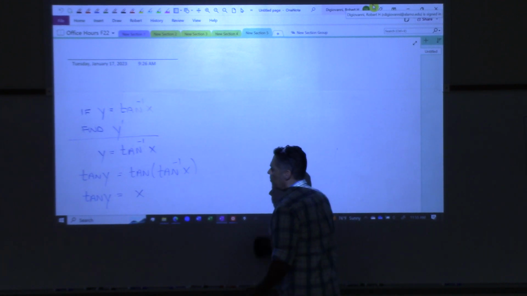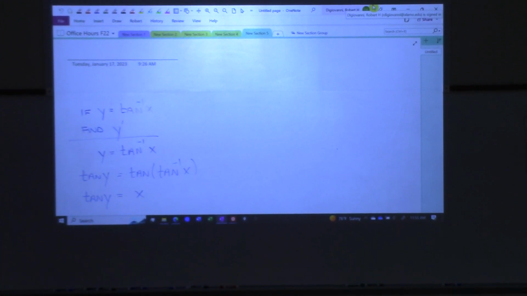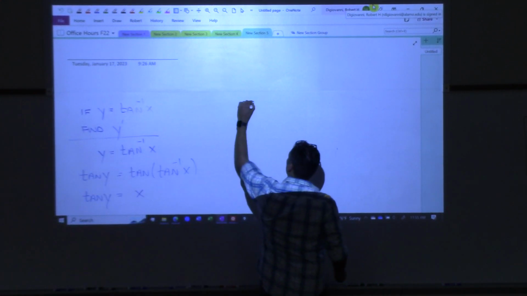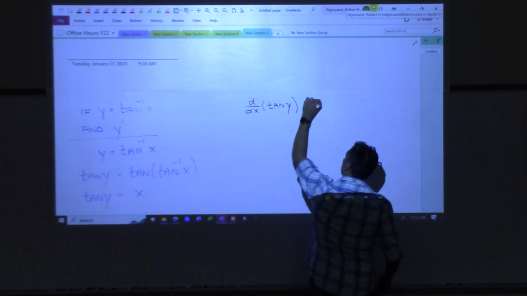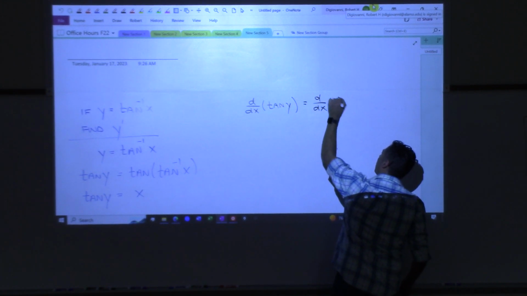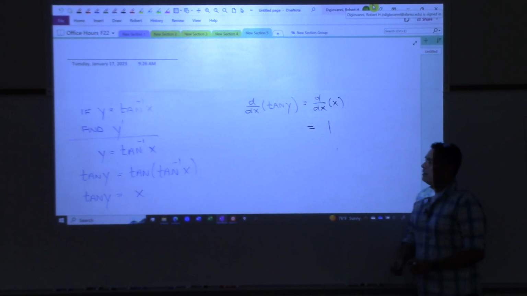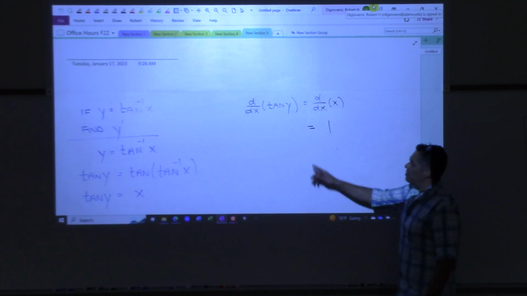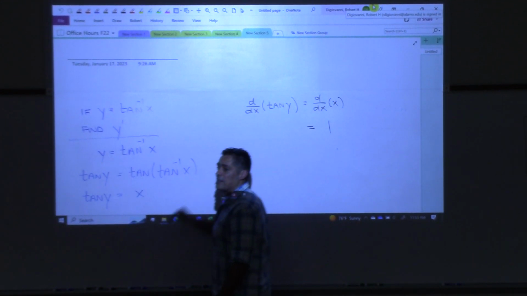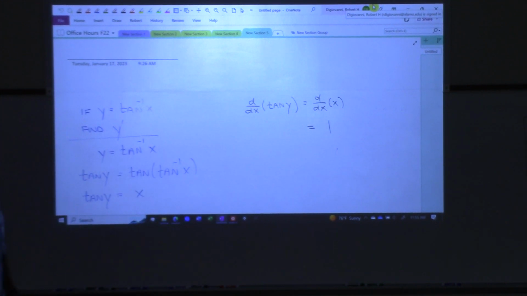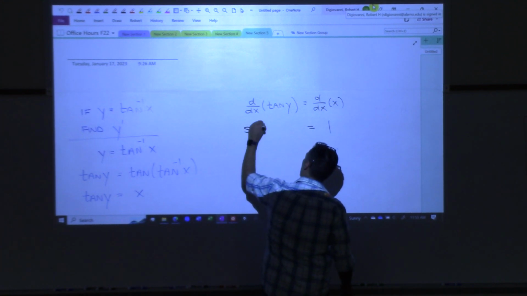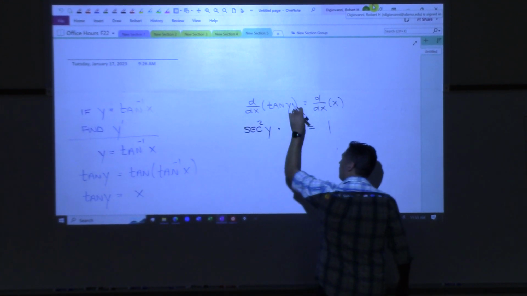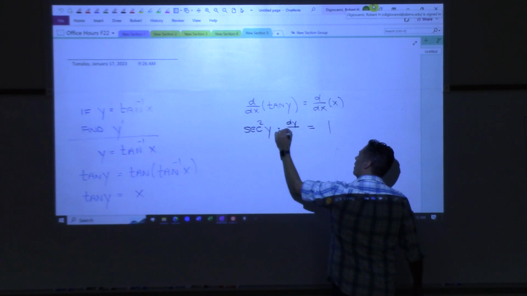Tan y equals x. What am I doing? Implicit differentiation. I'm going to differentiate both sides of this equation with respect to x. So the derivative on the left side with respect to x of tangent y, and then the derivative with respect to x of x. The right-hand side is 1. The left-hand side, you have to be careful here because it's tangent of y, and you're differentiating with respect to x, so you've got chain rule here. So what is the derivative of tangent of something? Secant squared y, right? Secant squared y times the derivative of y, dy dx.